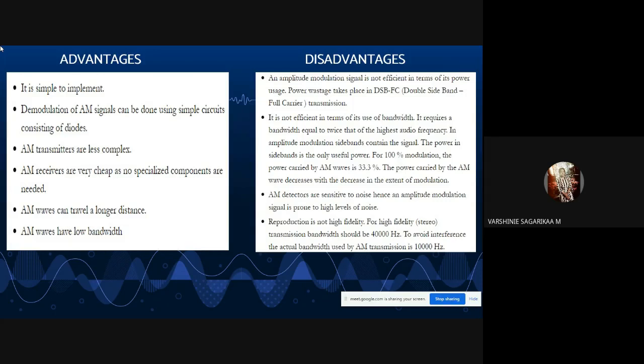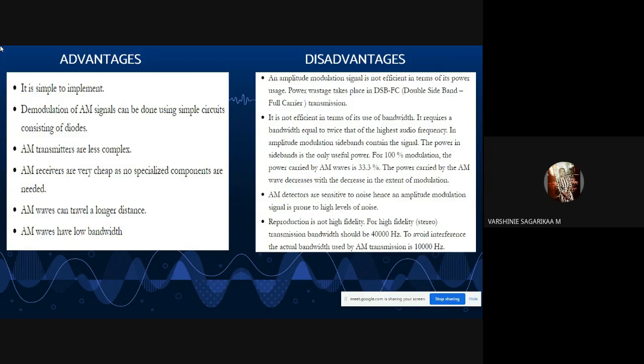In amplitude modulation sidebands contain the signal. The power in the sidebands is the only useful power. For 100% modulation, the power carried by sidebands is 33.3%. The power carried by an AM wave decreases with a decrease in the extent of modulation. AM detectors are sensitive to noise, hence an amplitude modulation signal is prone to high levels of noise.